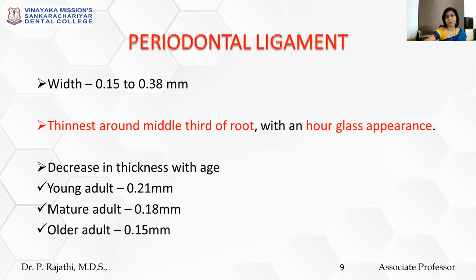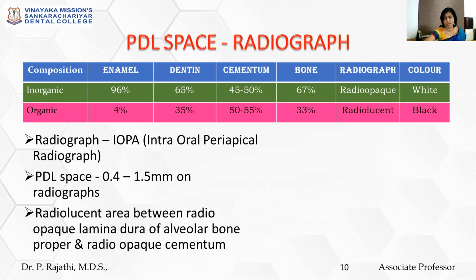The thickness of the periodontal ligament decreases as age advances. The periodontal ligament width is around 0.21 mm in a young adult, 0.18 mm in a mature adult and 0.15 mm in an older adult. If you can see, the thickness decreases with age. Why do we have to know about all these things? That is the width, what is the periodontal ligament space, why should we know about it?